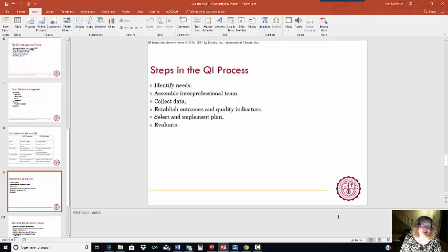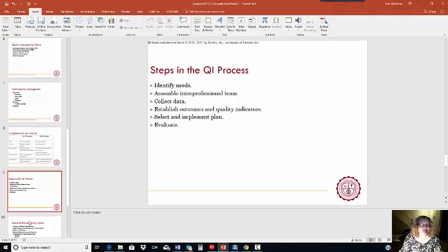Let's review the steps of the quality improvement process. Identify needs. Assemble a team of members who impact the issue directly and indirectly. Collect data. Establish outcomes and determine quality indicators and measures that will be used. Put a process into place. Evaluate based on objectives, outcomes, and indicators selected. Make adjustments as needed.